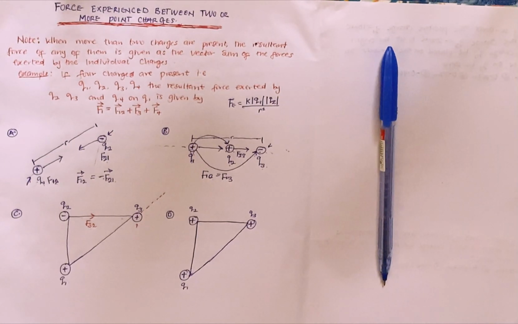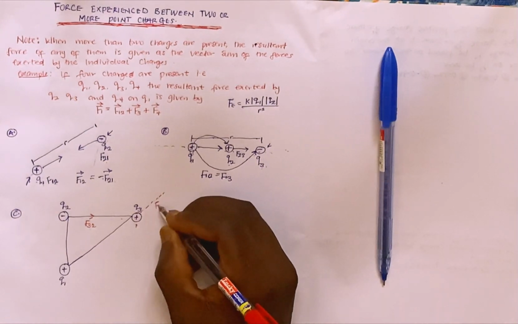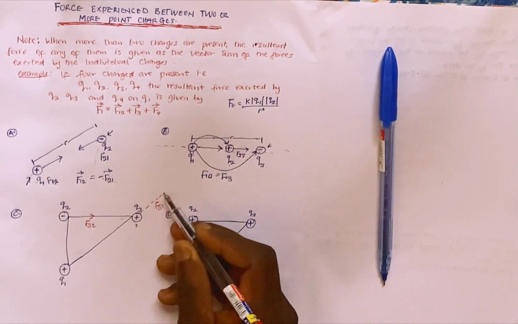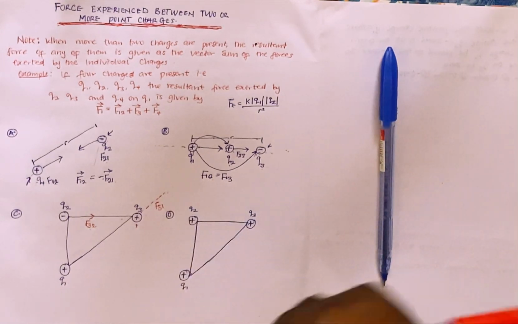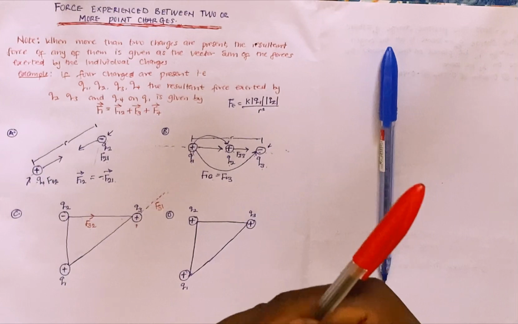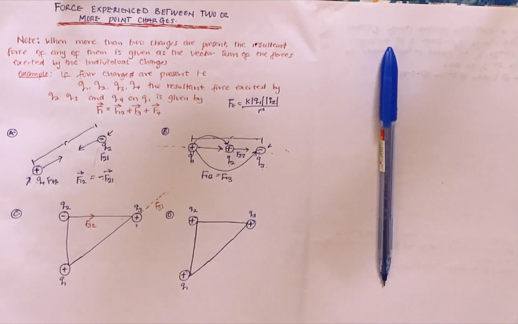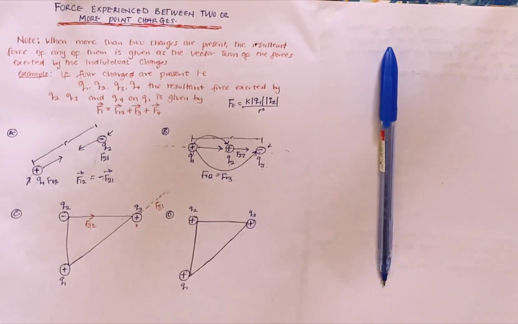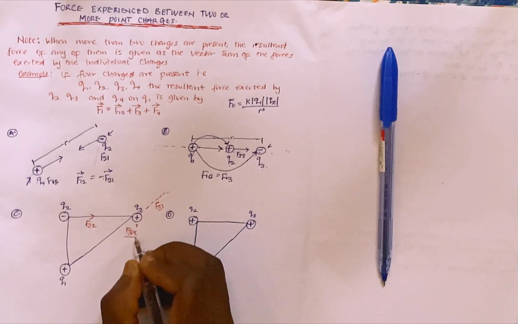Now looking at this, my F31, the force experienced between charges Q1 and Q3, is on a hypotenuse line rather. With this hypotenuse line, I'm not sure if it is a vertical force or a horizontal force. That's the reason why, if I have any hypotenuse line, I will have to resolve it into its components. Resolving this into its components, I'm going to resolve it to my F31x, which is the horizontal, and also the vertical.